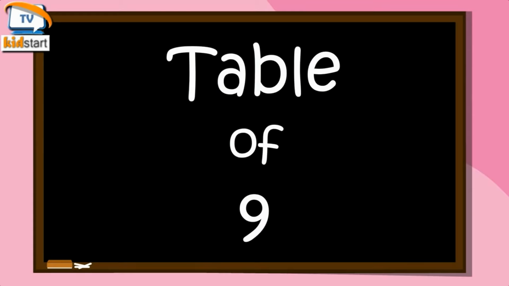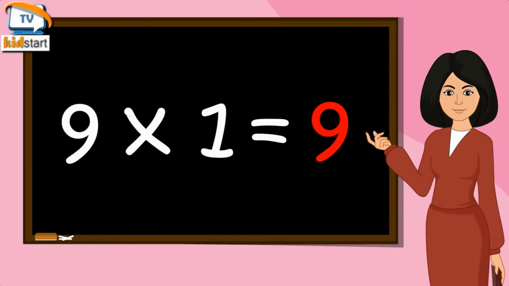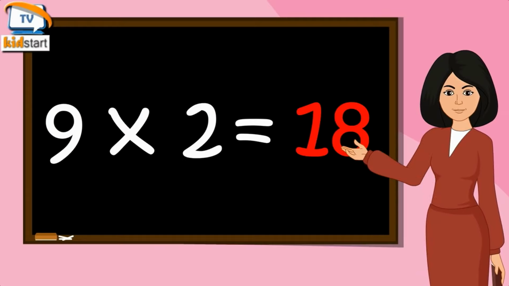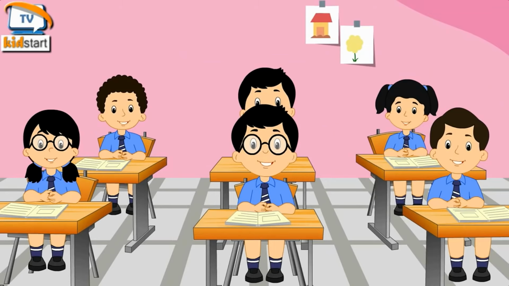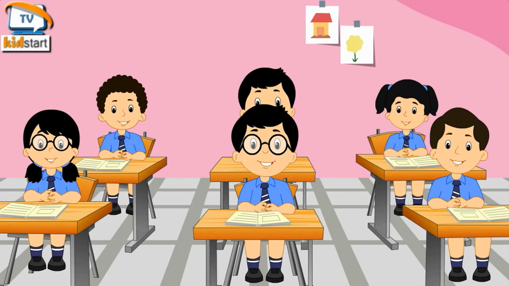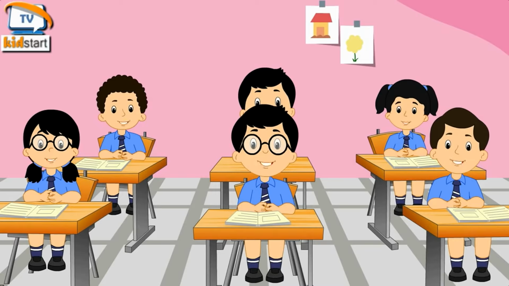Table of 9. 9 ones are 9. 9 twos are 18. 9 threes are 27. 9 fours are 36. 9 fives are 45.